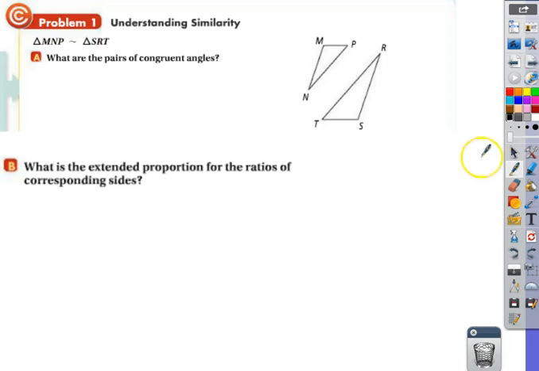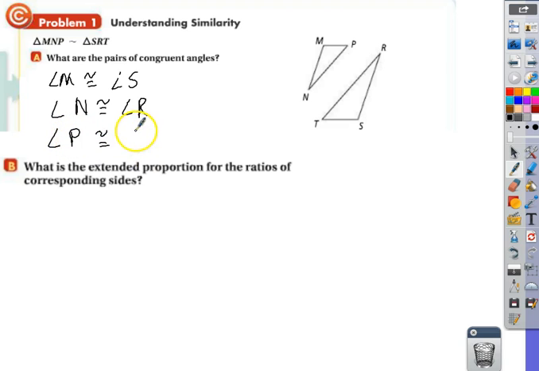All right. Understanding similarity, when I say that things are similar, you ought to be able to pick out all the corresponding angles and set them congruent. So in this case, that would be angle M congruent to angle S. Why did I pair M and S up? Well, they look to be the same angle here, but also they're the first letter. Angle N would go with angle R. Anybody want to take a stab at what angle P is congruent to?